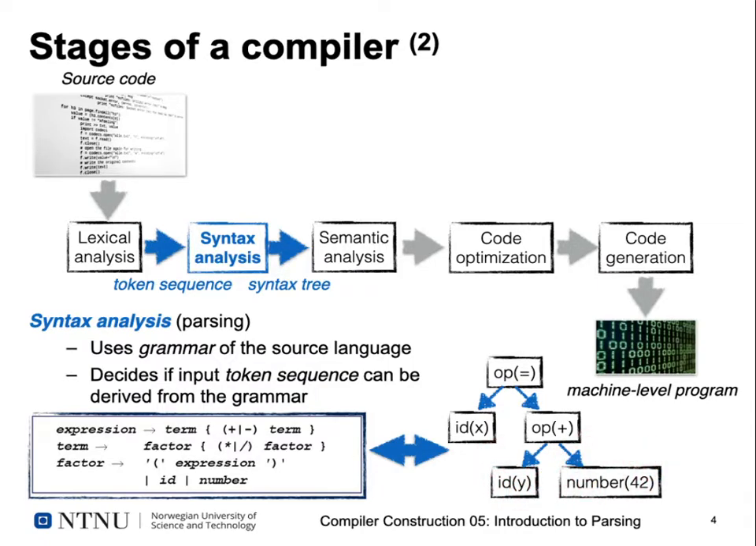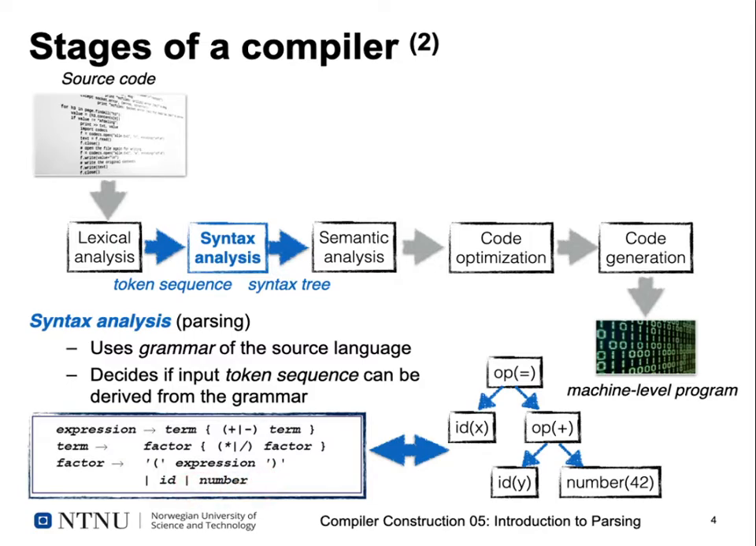So our syntax analysis or parsing needs a grammar of the source language. And this grammar is used to describe the language's structure. So we see a simple grammar down here. So we'll go into details on this later. So we have an expression at the top. And from this expression, we can derive a term and then optionally a plus or minus sign and another term. A term can consist of a factor, a multiplication or division sign, and another factor optionally. And a factor can be either an expression in brackets or an identifier or a number.